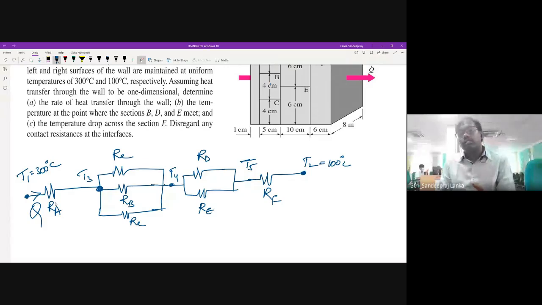See, when you get a problem of composite wall, or for that matter composite cylinder or composite sphere, the same story you will have. First thing is you have to draw the resistance circuit. Once you draw the resistance circuit, you will be in a position to indicate the resistances. After indicating the resistances, you have to indicate the temperatures. After temperatures, you have to indicate the heat flow direction. So these three things you have indicated here.